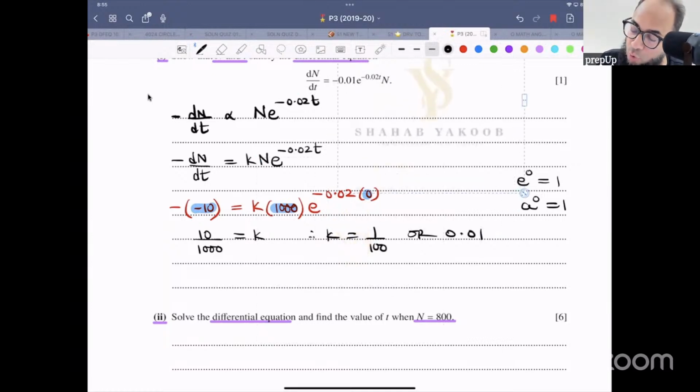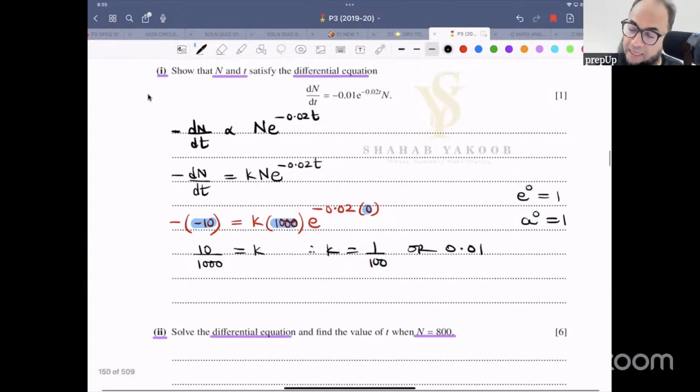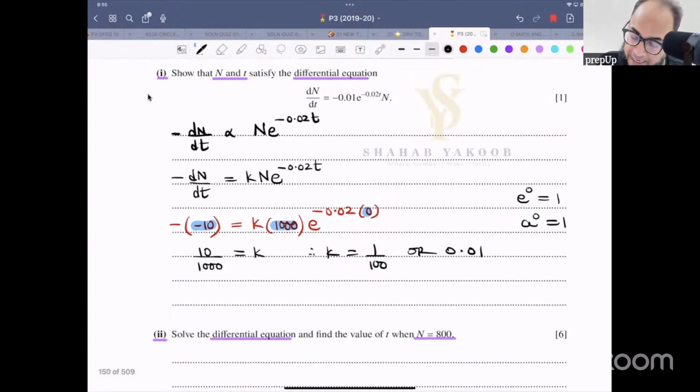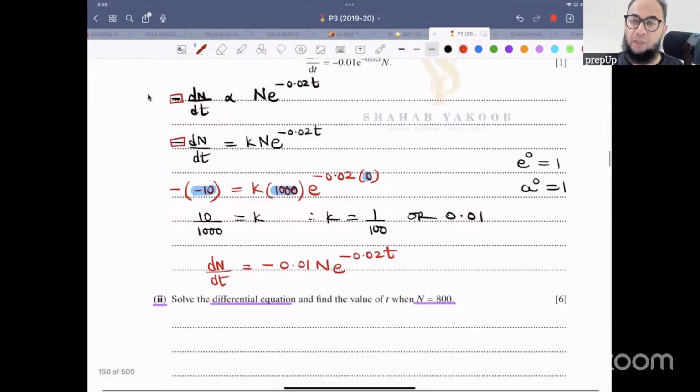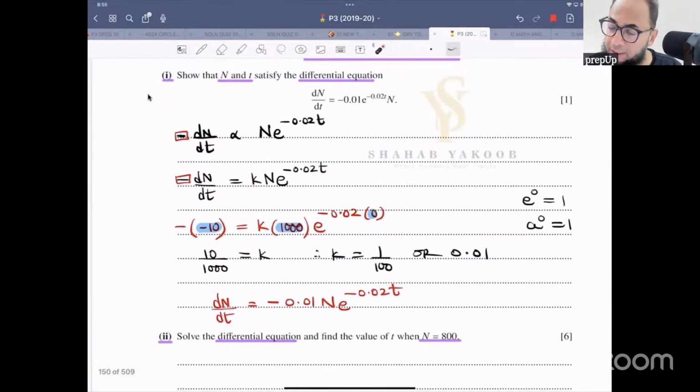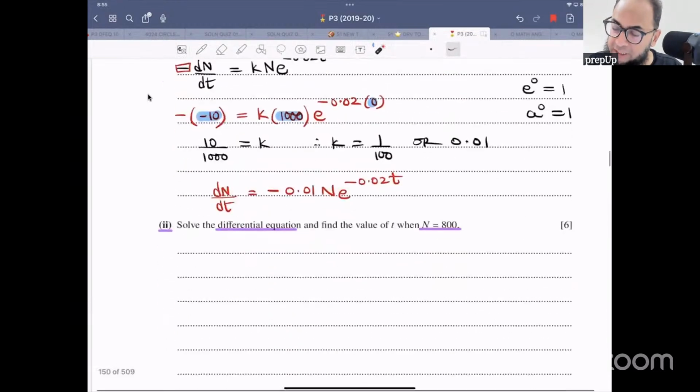So let me just use this. Remove this over here. Therefore, negative dN by dt, don't forget that there is a negative sign. I'll be taking it to the other side. Therefore, dN by dt is negative 0.01 N e raised to the power of negative 0.02t. All good, all clear. Double check. This is negative, this is 0.01, this is N right over here. I wrote it before, and this is e.